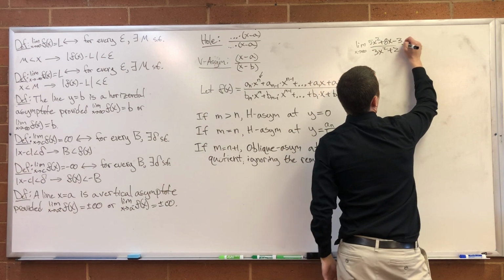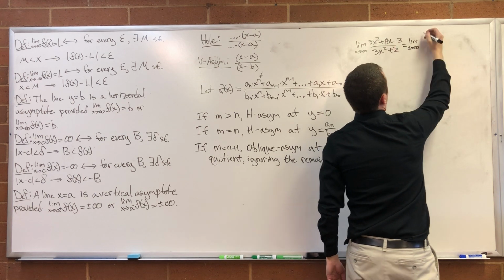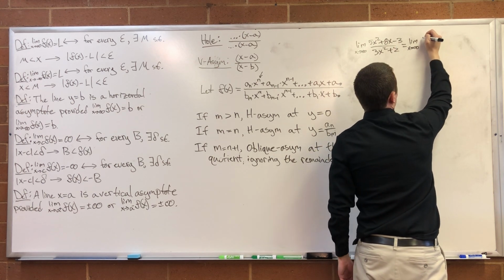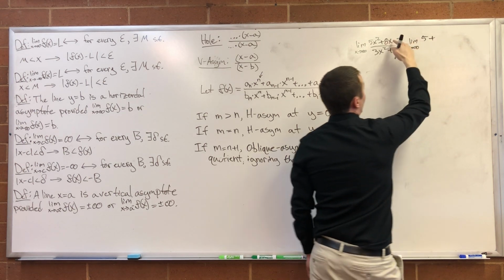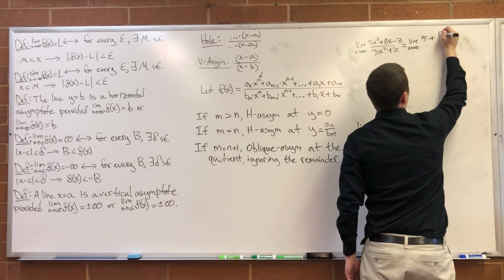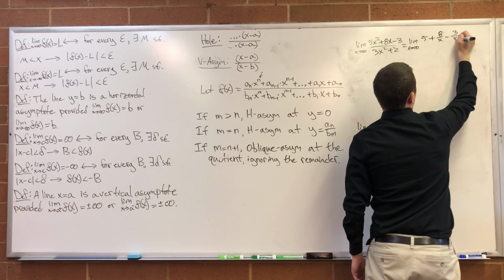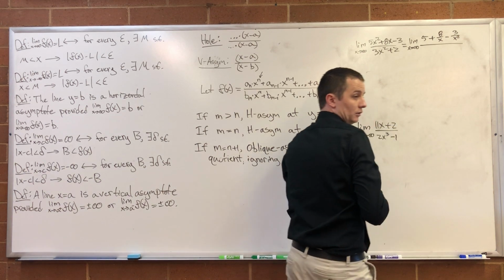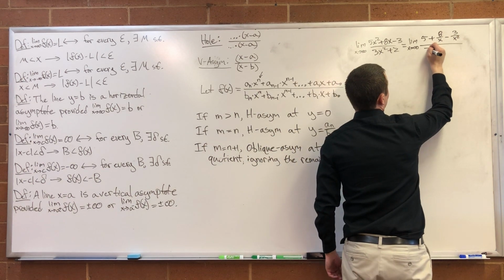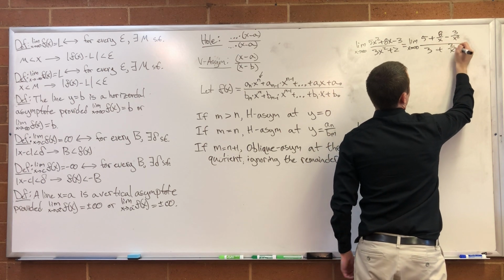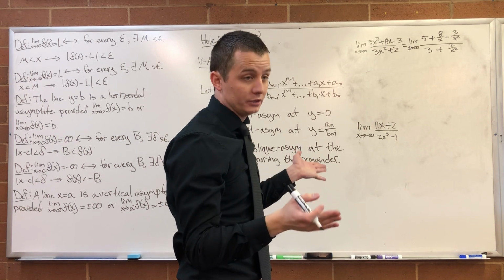Okay? So this is equal to the limit as x approaches infinity of, we get 5x squared over x squared, which is just 5, right? Plus 8x over x squared is just 8 over x, minus 3 over x squared. So that's the numerator. With me so far? Same thing to the denominator, we get 3 plus 2 over x squared. And now we can break this up into a bunch of individual limits.